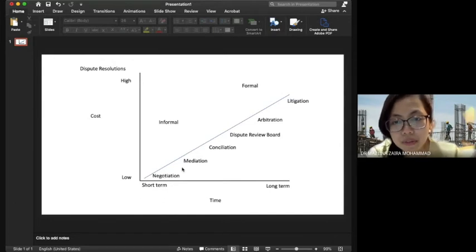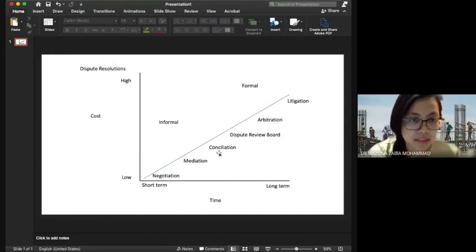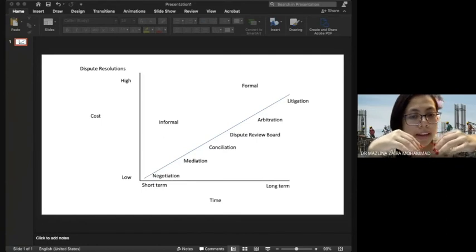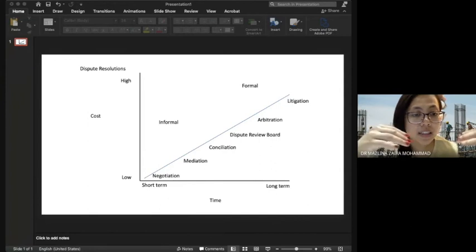What is the difference between mediation and conciliation? During mediation, they bring both parties to discuss and let them decide. They approach both parties to discuss what the issue is and then let them decide. So a mediator is just like a moderator. They try to make peace between both parties. But for conciliation, they do not bring both parties together.